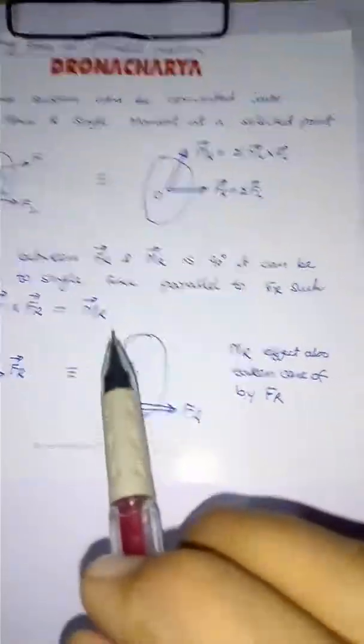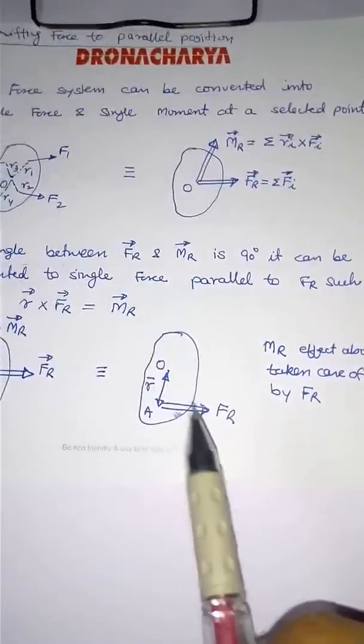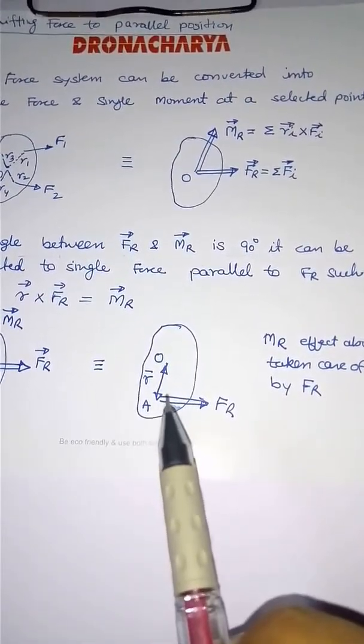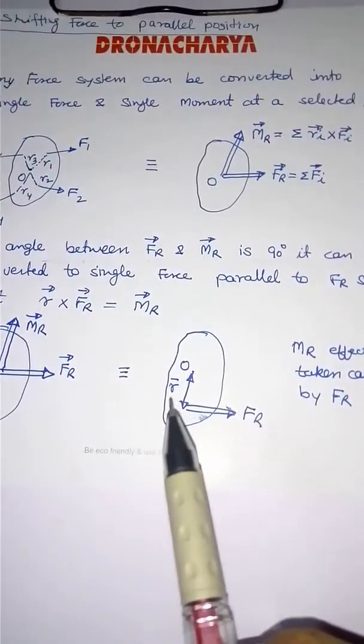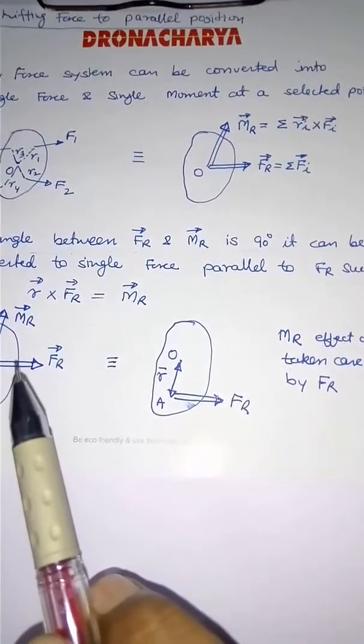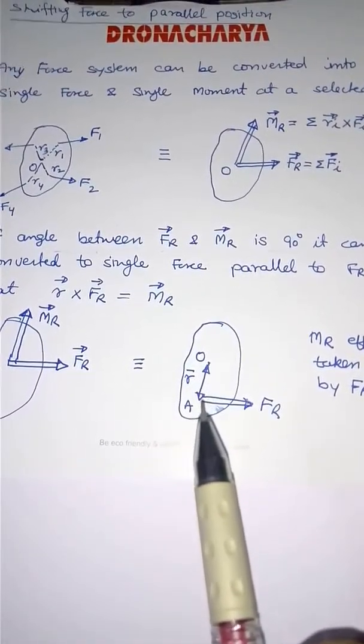So what is here? The Mr effect is also taken by the effect of Fr, because if you see the moment of Fr about O, it is R cross Fr. So that is the same effect coming out of this Mr, which has been taken care of by shifting it to a parallel position.